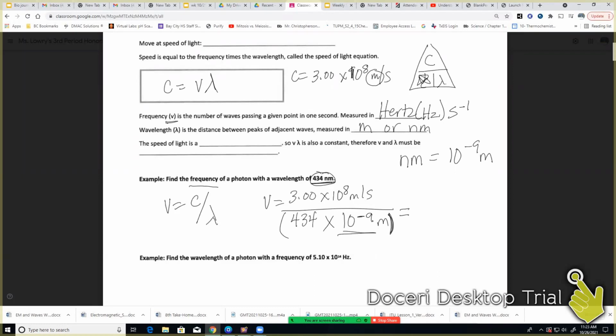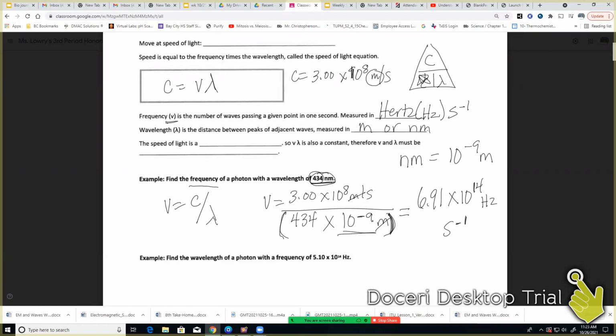And 3 sig figs, because my original number had 3 sig figs. 6.91 times what? 10 to the 14. And my meters would have been canceled out. I would have been left with hertz as my units for frequency, or I could have said seconds to the -1. Hertz may be a little bit easier just to memorize. It always goes with frequency. Any questions on that? If you got a really large exponent, it may be because you did not put this in parentheses on your denominator, kind of like Avogadro's number.